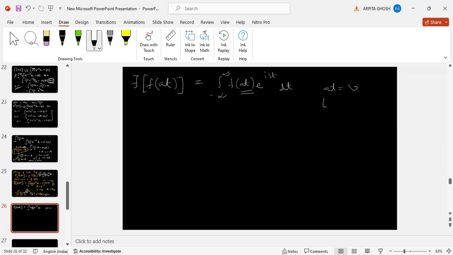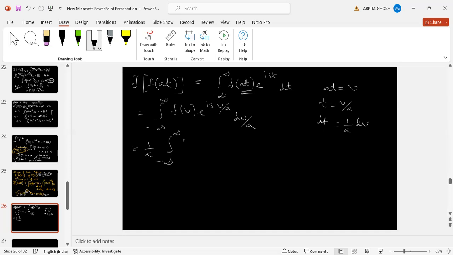That means t is v by a and dt will be 1 by a into dv. So now we are changing t into v. When t is minus infinity, v is minus infinity. When t is infinity, v is infinity. t is v by a, dt is dv by a. Let us take 1 by a out. This is the integral from minus infinity to plus infinity of f(v) e to the power i v into s by a dv.